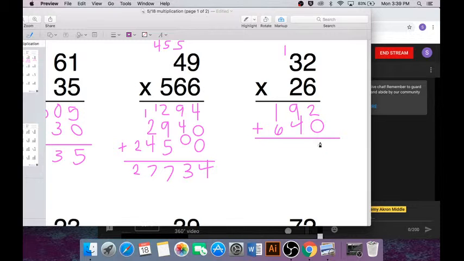2 plus 0 is 2. 9 plus 4 is 13. And 3, carry our 1. 1 plus 1 is 2. Plus 6 is 8. So our answer is 832.